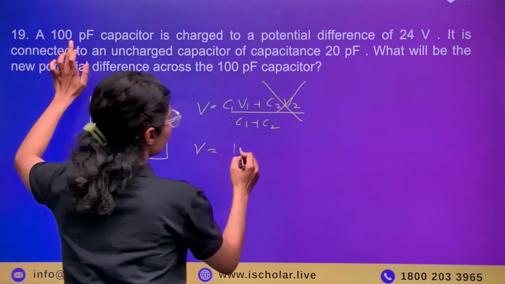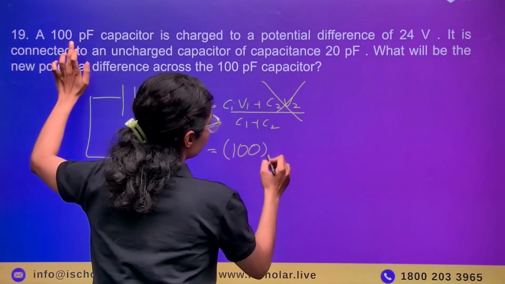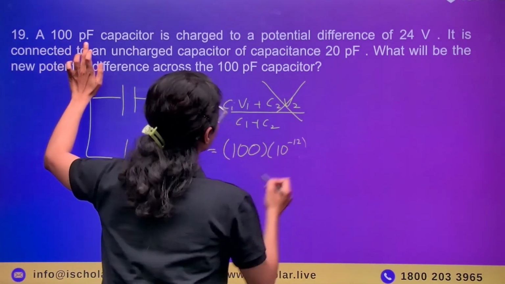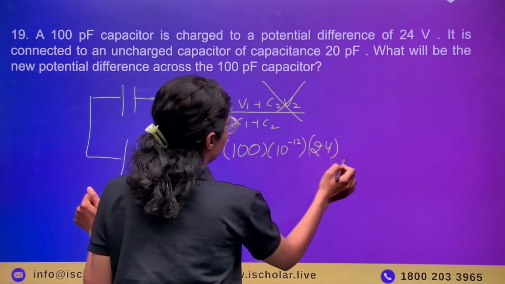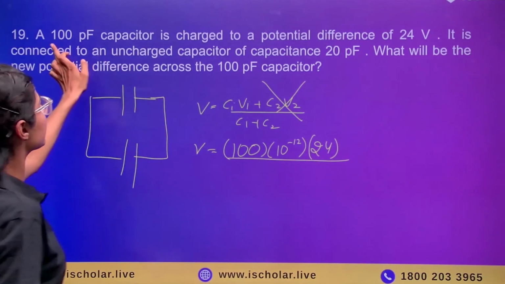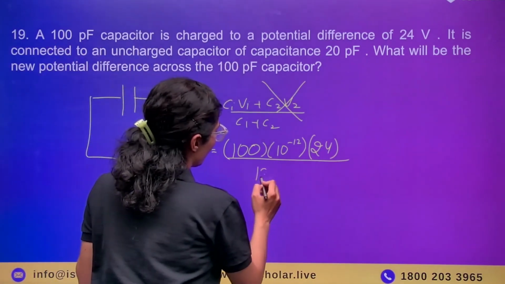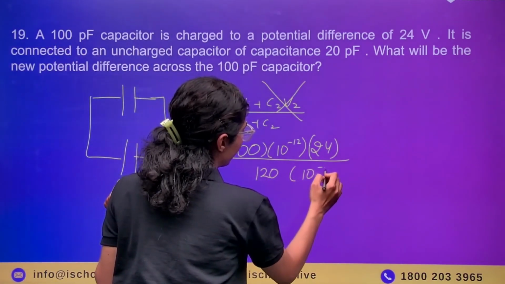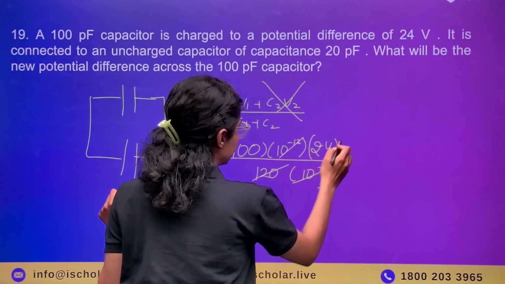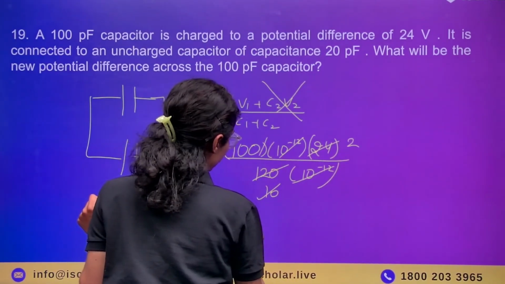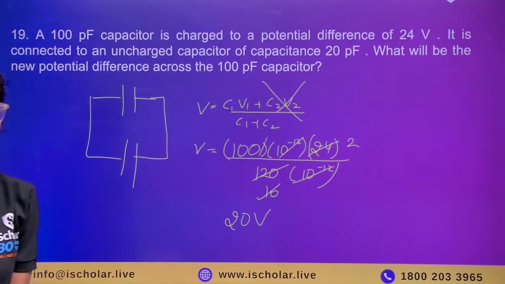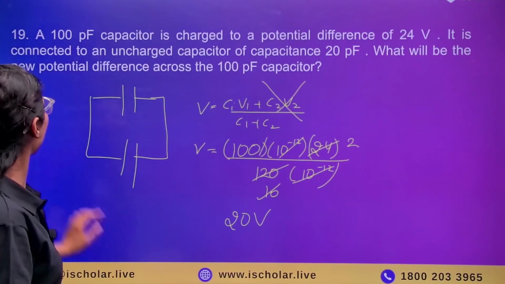The common potential afterwards in both of them would be: first capacitor, 100 picofarad, 10 to the power minus 12, times the potential difference of 24, divided by the total capacitance, which is 100 plus 20, 120 picofarad, 10 to the power minus 12. This will cancel out, which will become 20 volt. So collectively they will have 20 volt on both of them.